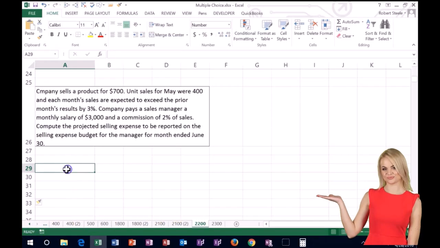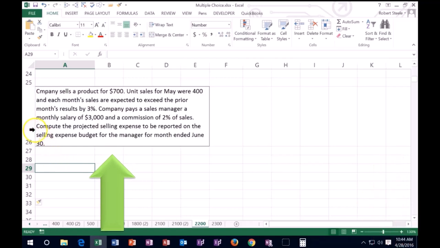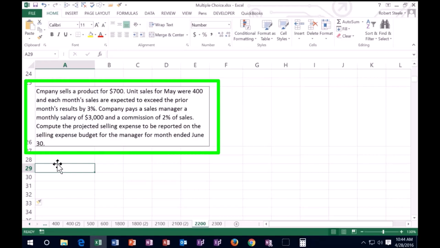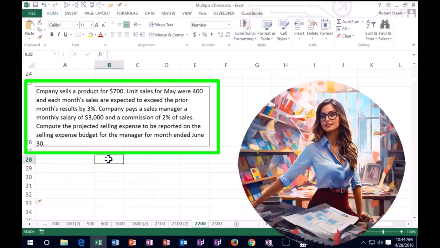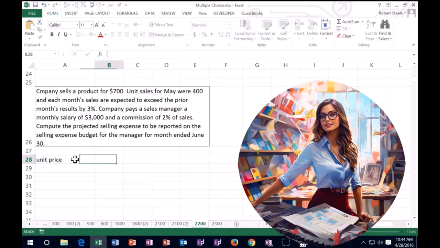All right, we have the next one here. Once again, I'm going to try to read that last line and see if I can get some information before reading the entire thing. So the last line here says, compute the projected sales expense to be reported on the selling expense budget for the manager for the month ended June 30th. So we're going to keep that in mind as we read through it. So I'm going to start from the top now. Company sells a product for $700. So unit price is going to be 700. I'll just log that in.